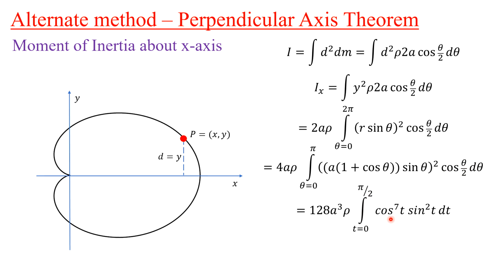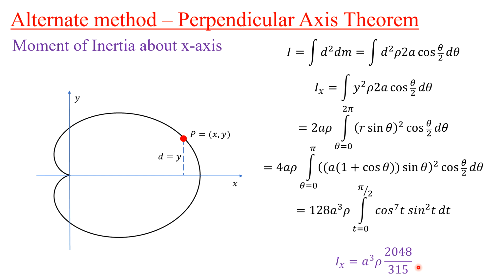Now we get this term, integration t varies from 0 to pi by 2 of cos to the power 7 t sin squared t dt. This integration we can again solve using the reduction formula, and after solving it we will get Ix equal to a cube rho times 2048 upon 315. So this is the moment of inertia about the x-axis.